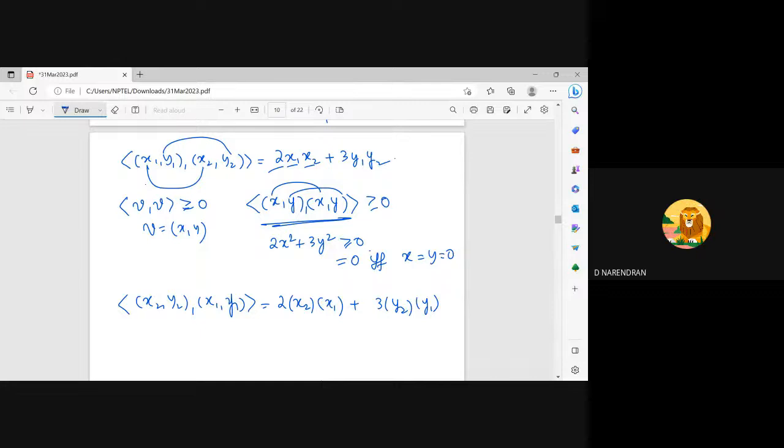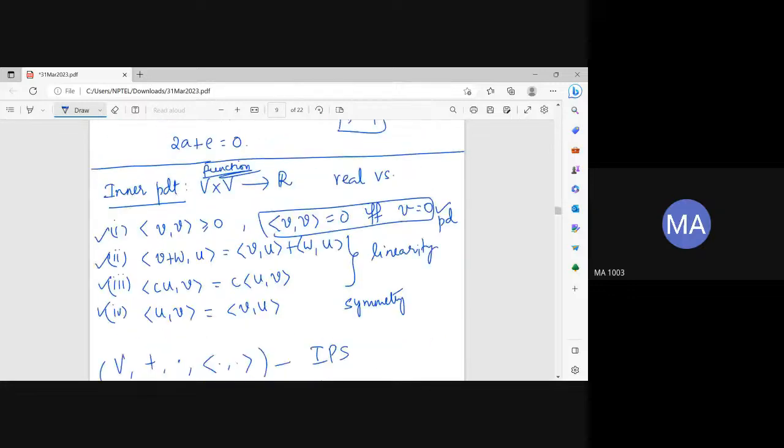Ma'am, can we use values and then check the conditions? No, it has to be satisfied for all. This is for all v. This is for all u, v, w. Yeah, you cannot give values. Only if it is false, values will help. Just because it is satisfying for certain values doesn't mean it is satisfying for all values.